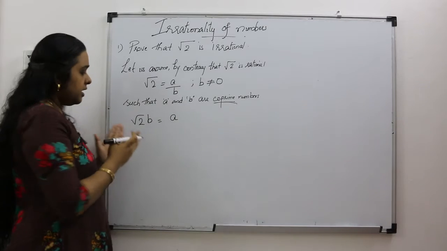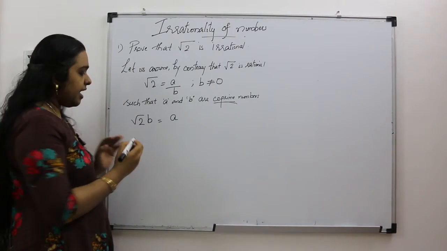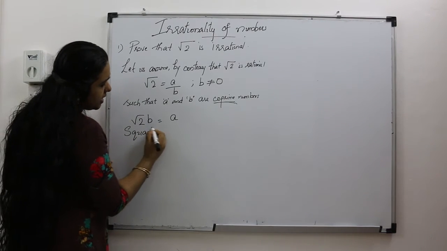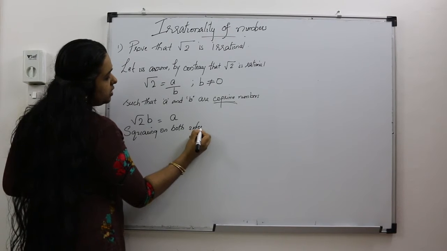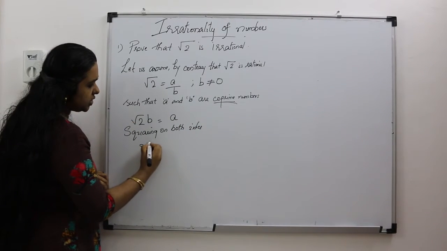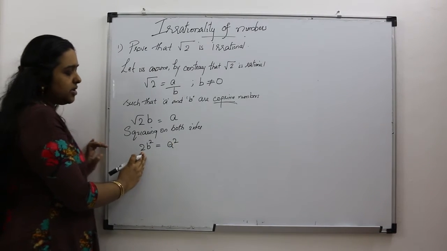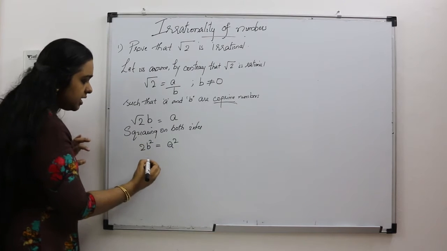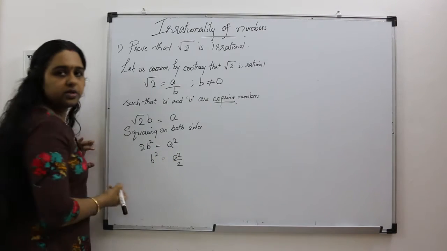Now we need to take this root 2 from here. So what we have to do? We have to square. So squaring on both sides, then this will become 2b square equals a square. From this we can write it as b square equals a square by 2 also.